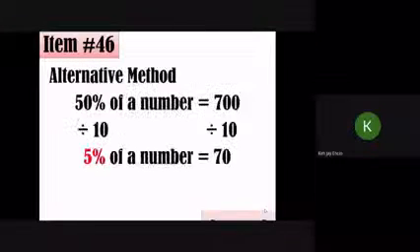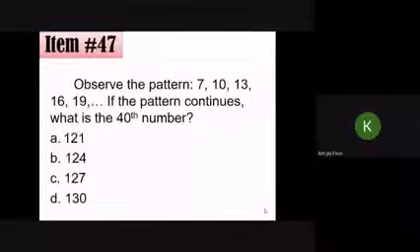Okay, next. Observe the pattern. 7, 10, 13, 16, 19. If the pattern continues, what is the 40th number? 121, 124, 127, or 130? You see, starting from 7, you get the succeeding numbers by adding 3 each time. So therefore, this is an example of what we call an arithmetic sequence because it has a common difference.